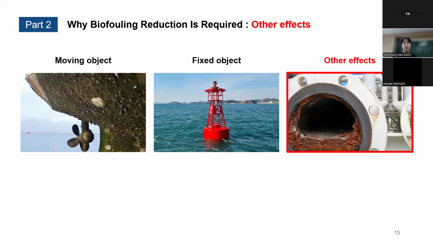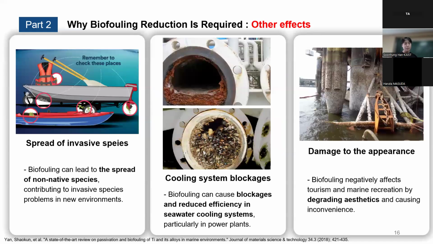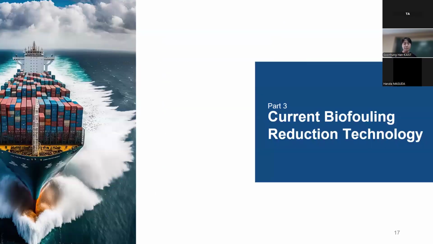And I'll talk about the other impacts. First, biofouling can lead to the spread of non-native species into new environments, and organisms that attach to the ship hull can travel across the oceans and reproduce in new ecosystems. Second, it can block cooling systems, which are essential for marine power plants, reducing their efficiency. Lastly, biofouling can decay marine structures, making them visually unappealing.